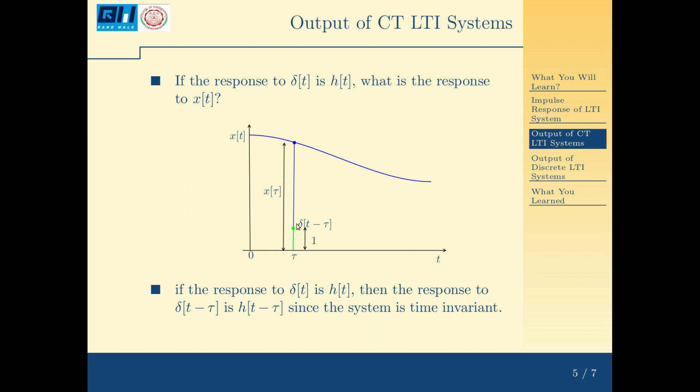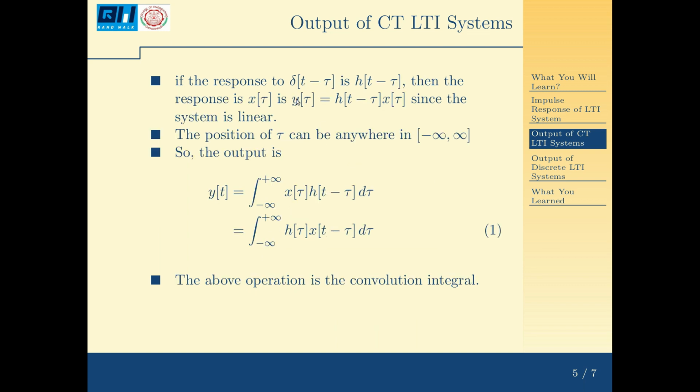This is a linear system that obeys superposition, so the scaling applies. This impulse has a height of 1 and a response of h(t minus tau). So if the impulse has a height of x(tau), the response will be x(tau) h(t minus tau) by linearity. So y(tau) will be x(tau) h(t minus tau), since the system is linear.